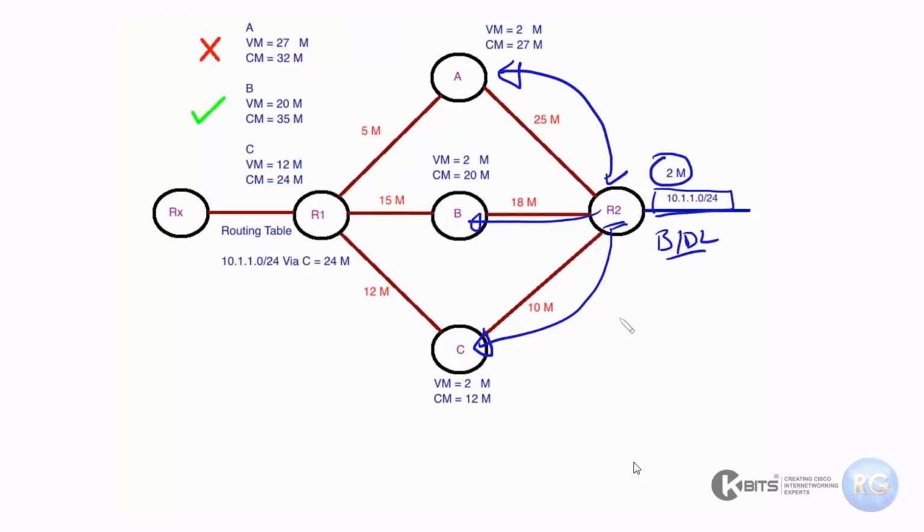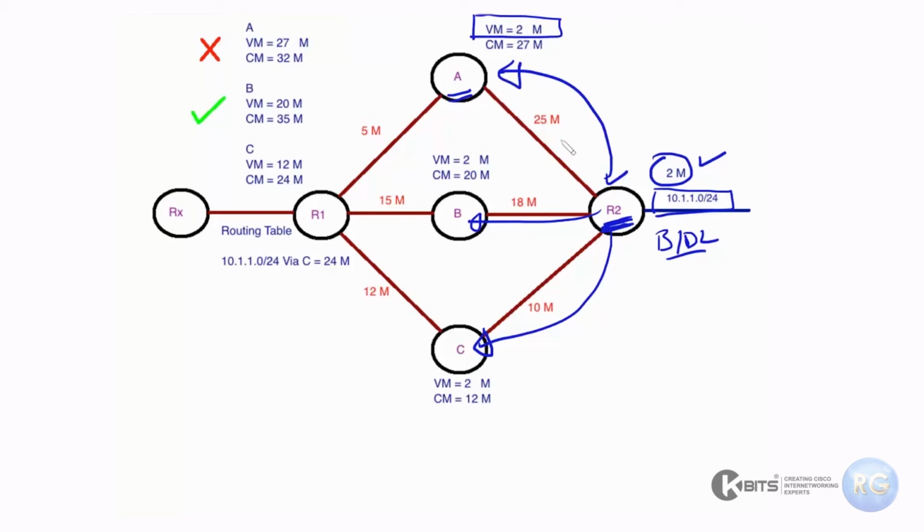Everybody okay with it so far? Guys, follow along, be interactive over here so I know you're on the same page. Now, when R2 sends that 10.1.1.0 to A or to B or to C, it sends his cost to the destination to the neighbor. So R2's cost to this network 10.1.1.0 is 2 million. He's going to send that cost to A, and A keeps that 2 million.